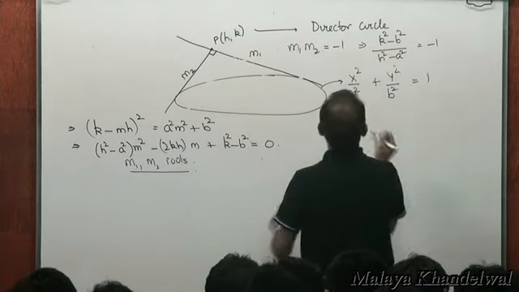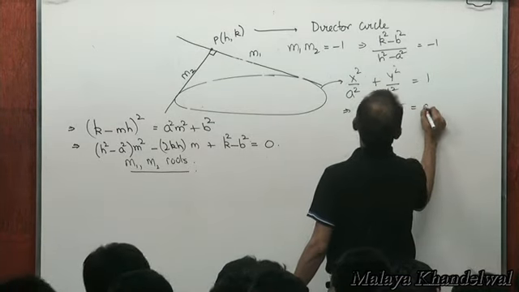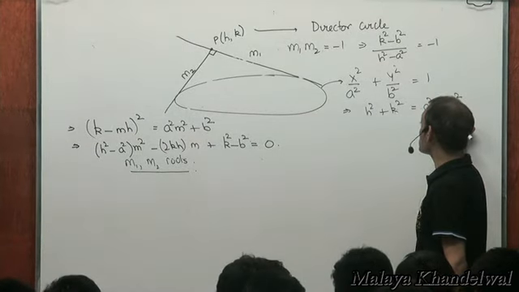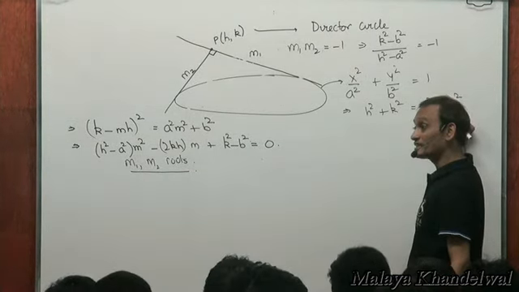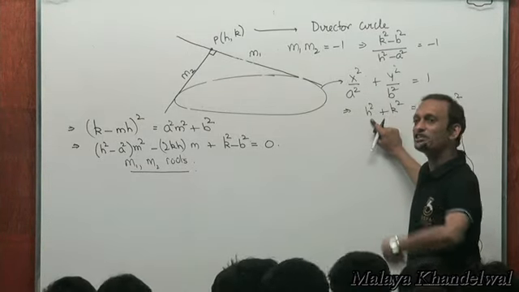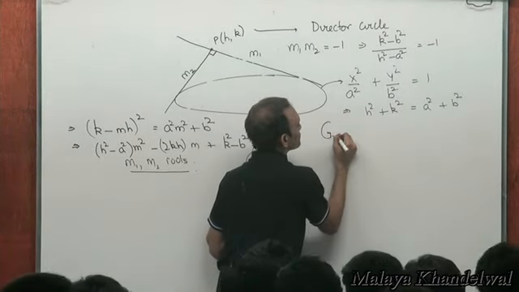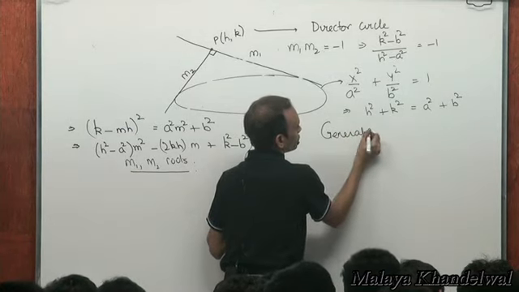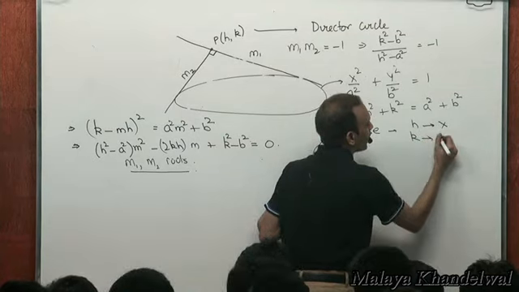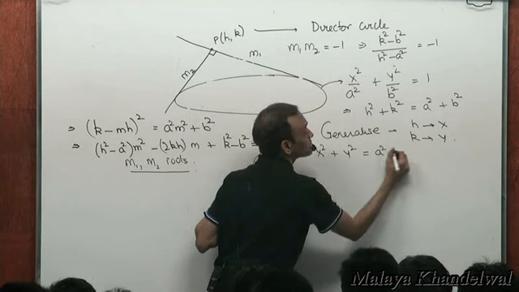Which means h squared plus k squared is a squared plus b squared. a is the semi-major axis, b is the semi-minor axis. So now the locus of P is readily available to me. I generalize this to get the locus of P. Replace h by x and k by y. That gives me x squared plus y squared equals a squared plus b squared.